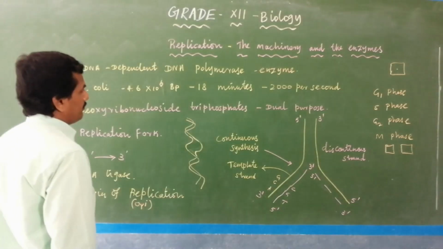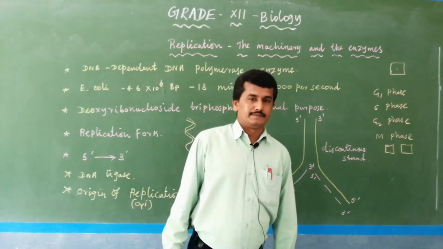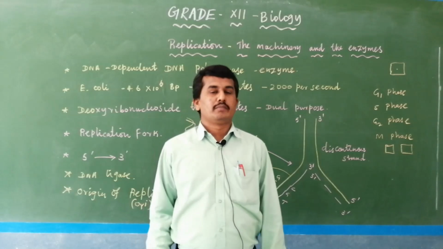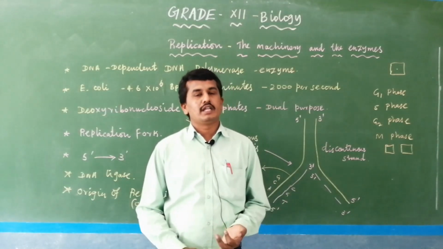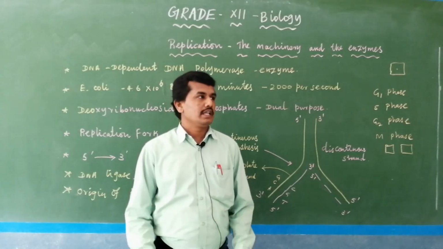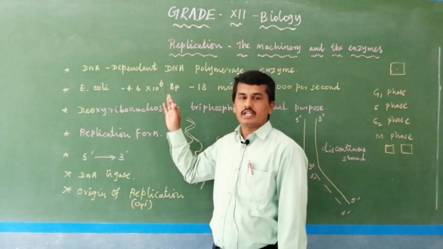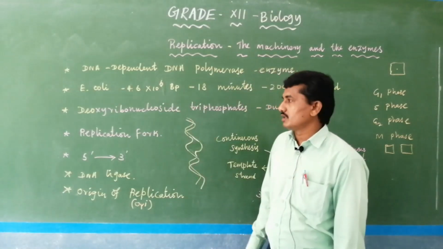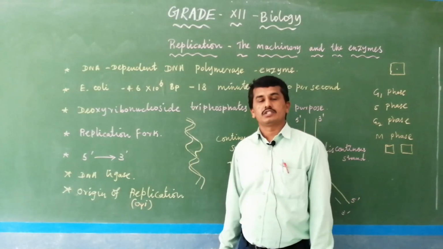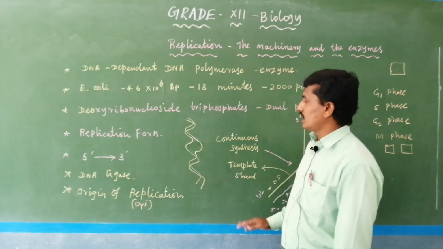Okay, replication is when DNA is copied into another DNA. Replication needs some enzymes. The main enzyme is DNA dependent DNA polymerase. In E. coli, we normally know there are 4.6 x 10^6 base pairs, and within 18 minutes it completes the total DNA replication, with the replication fork, DNA ligase, and all the things.